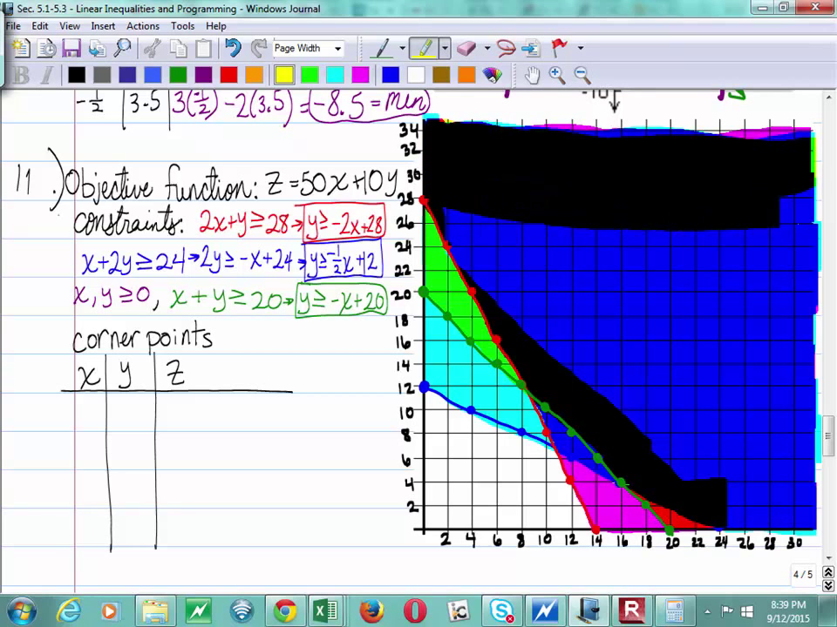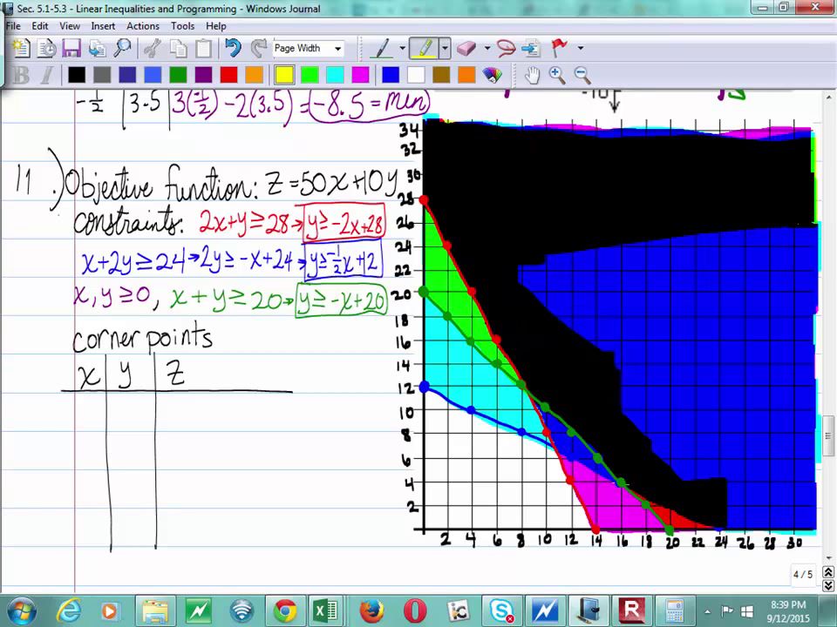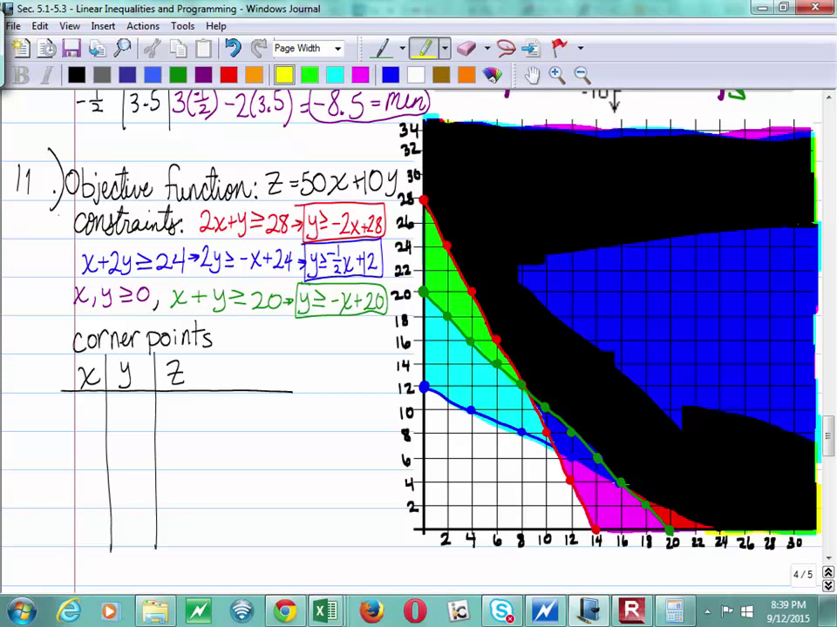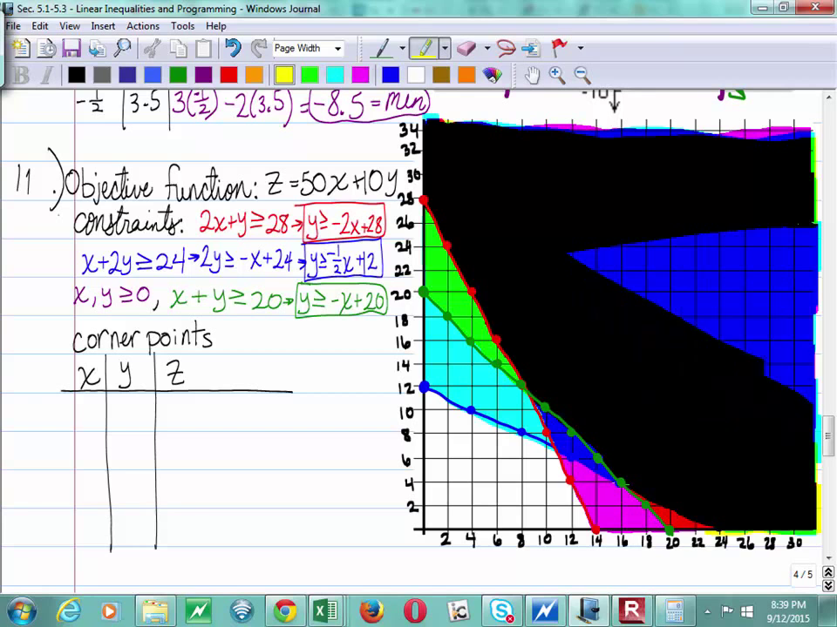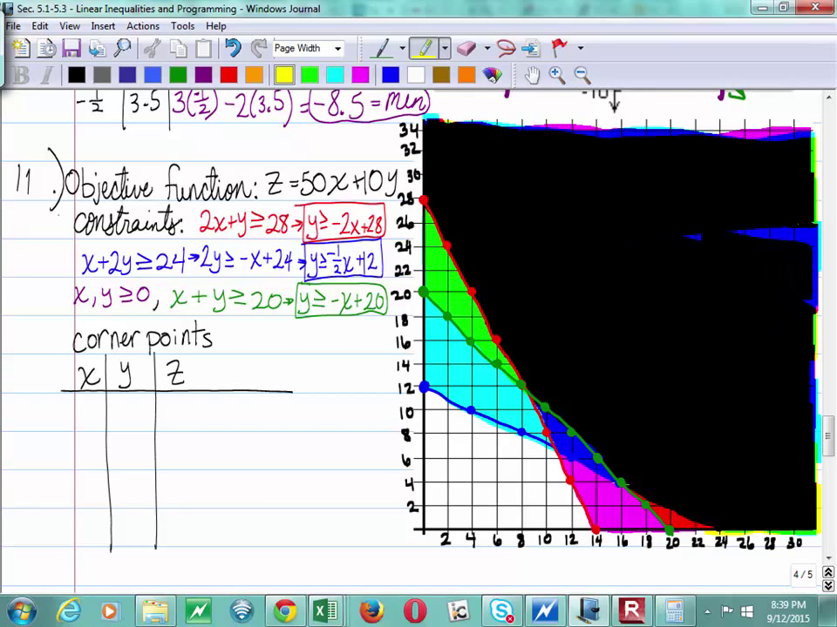Alright, so this whole big black region is the solution. So in this case, the solution is unbounded. It still has corner points though: 1, 2, 3, and 4.